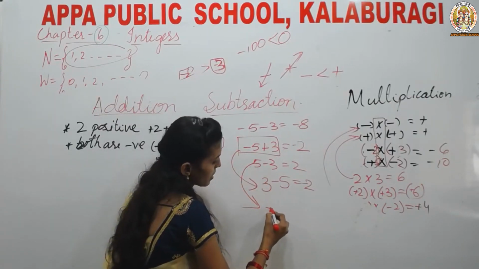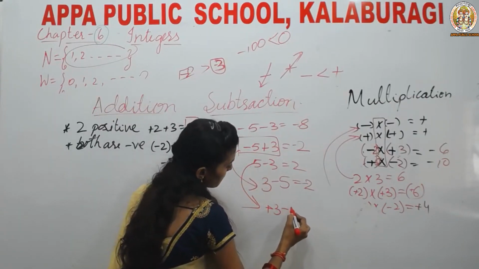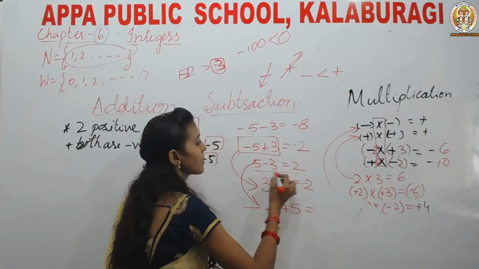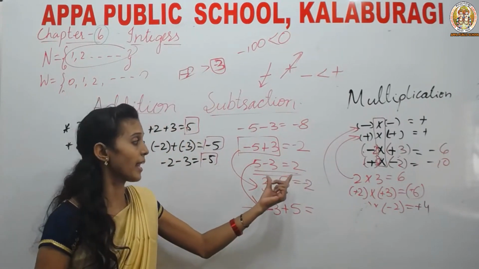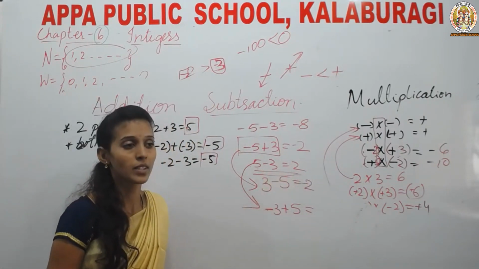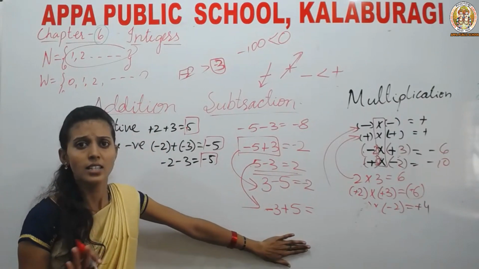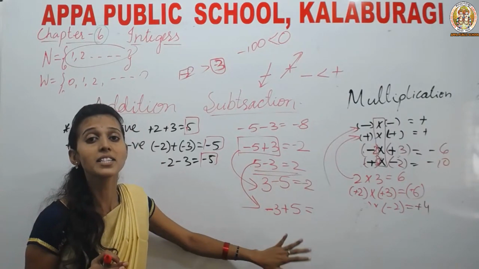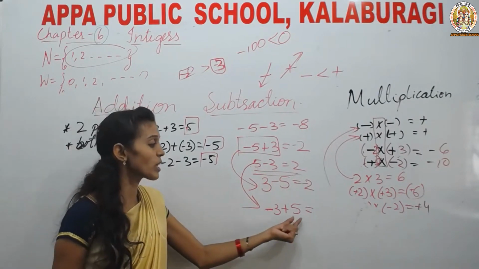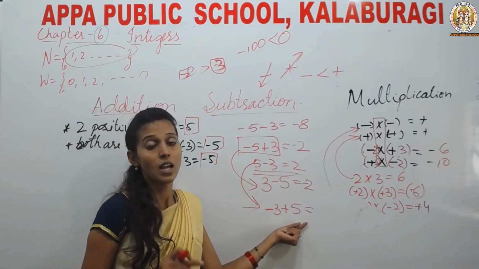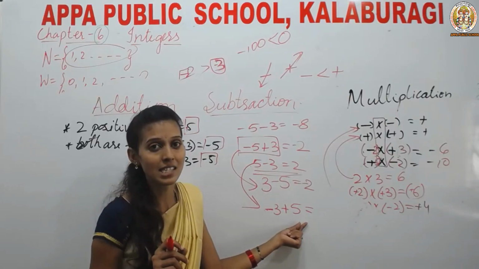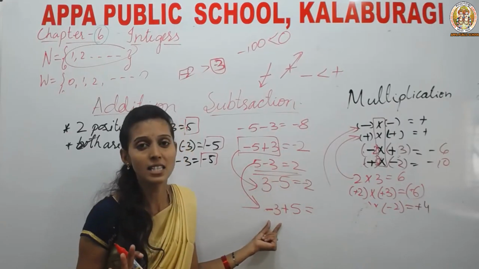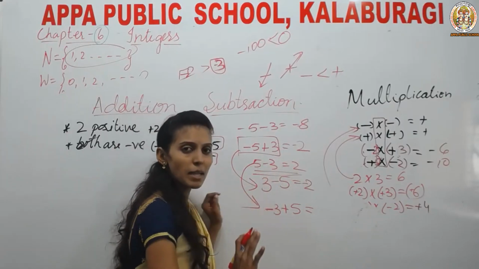I can rewrite it as plus 3, minus 3 plus 5. See here, the students who can answer get confused here. Same thing. This is not something different. I just rewrote it. I just exchanged the places of the numbers. 5 was here, I wrote it here. 3 was here, I wrote it here. That's it. So, same concept.